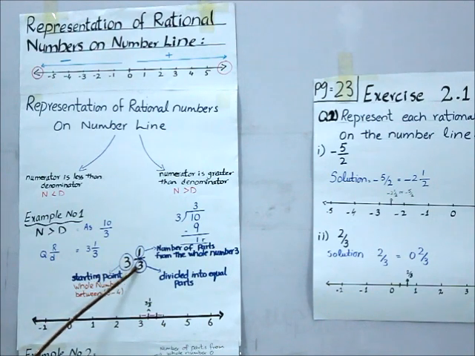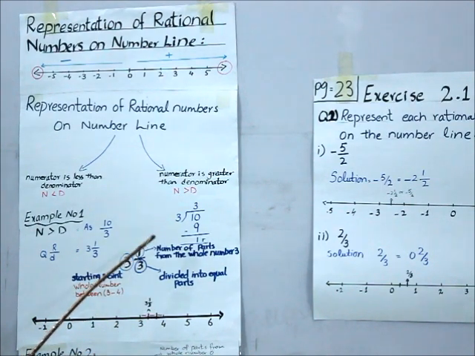Look here, this is the denominator. The denominator always tells us to divide into equal parts. It tells us in how many parts I have to divide this area. 3 to 4, this segment, in how many parts I have to divide it.